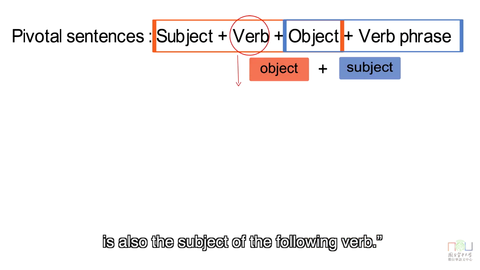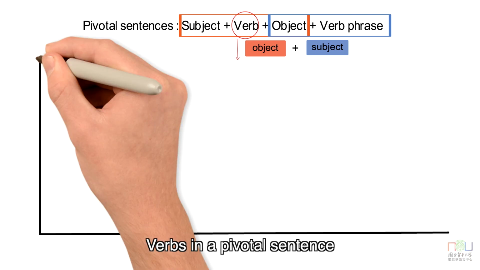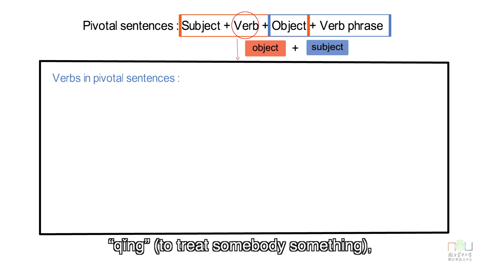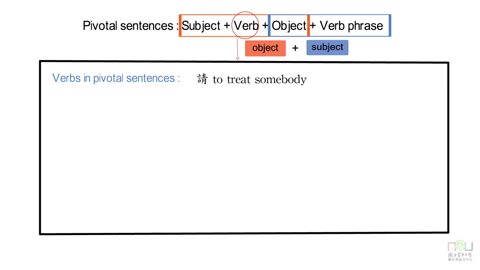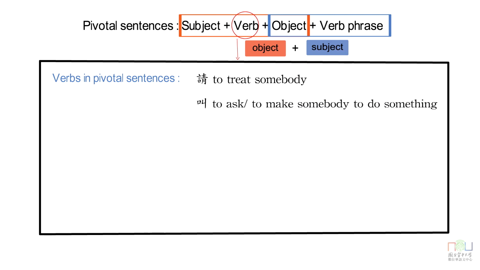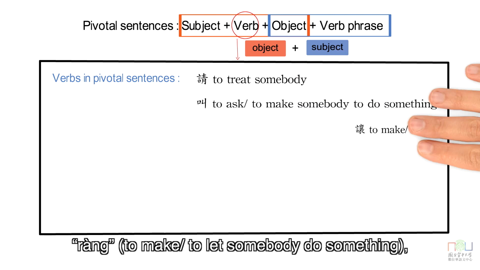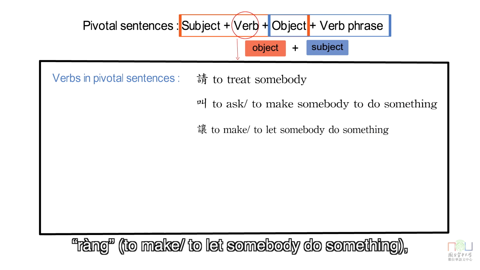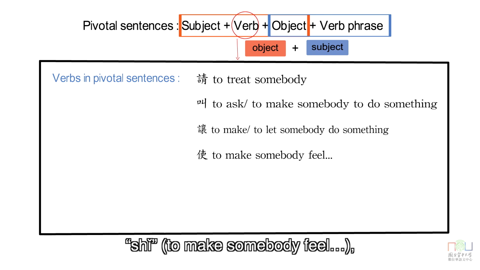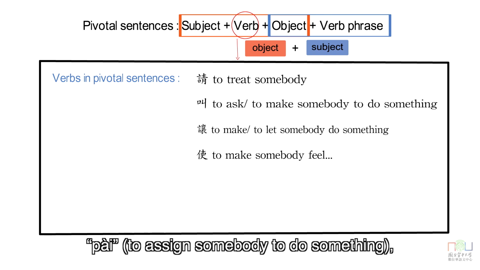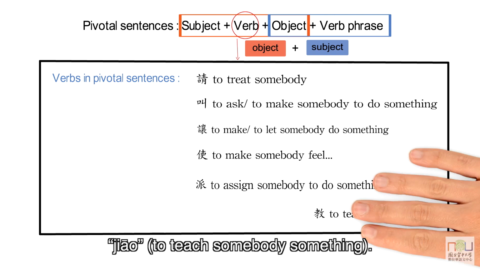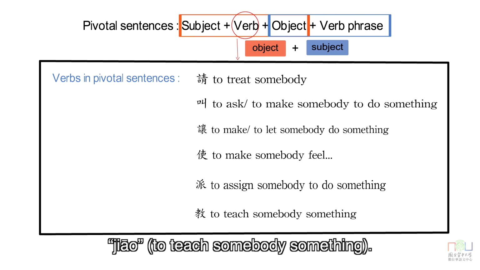of the following verb. Verbs in a pivotal sentence are often verbs like 请 to treat somebody something, 叫 to ask or to make somebody do something, 让 to make or to let somebody do something, 使 to make somebody feel, 派 to assign somebody to do something, and 教 to teach somebody something.